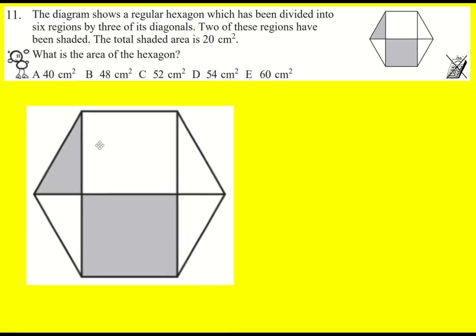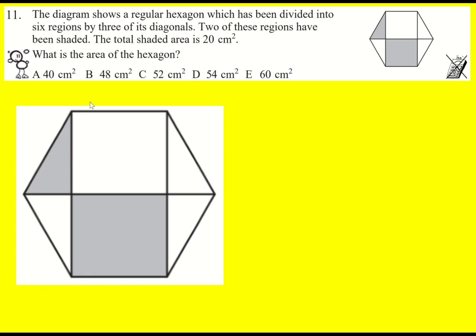Right, we have a hexagon and it's been divided into 6 regions by 3 of its diagonals. 2 of these regions have been shaded, and we're told that this area is 20, and we're asked for the area of the hexagon. So really we need to work out what one triangle is going to be worth, because although we can see that if I add 2 of these together, I'm going to get all of this, it's going to be hard to then relate it to this.